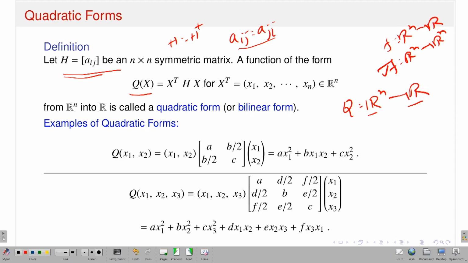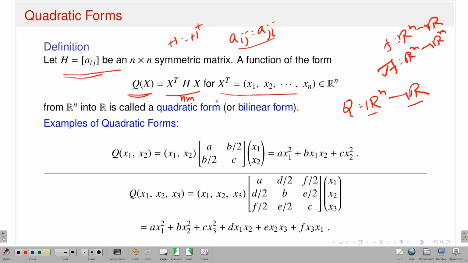And what is the action? Action of q acting on x is nothing but x transpose Hx, where x transpose is a point in Rn whose components are small x1, small x2, small xn. Now look, this is an element in R, you can say easily, right? Because what is H? H is an n cross n matrix.